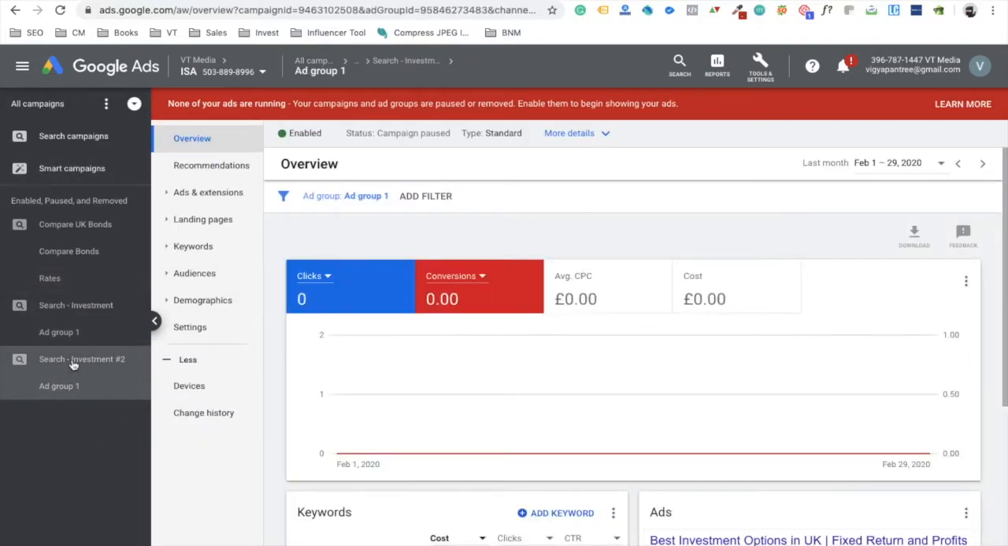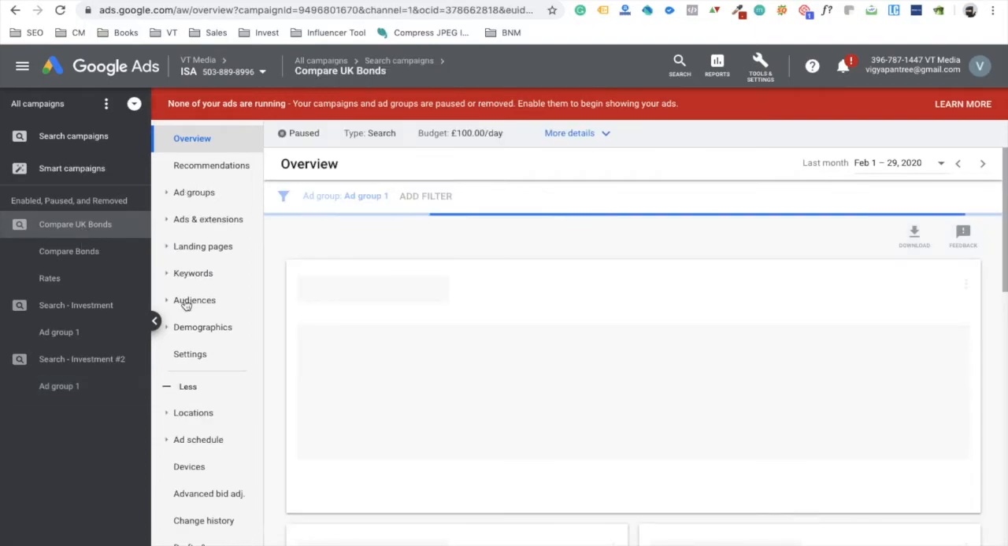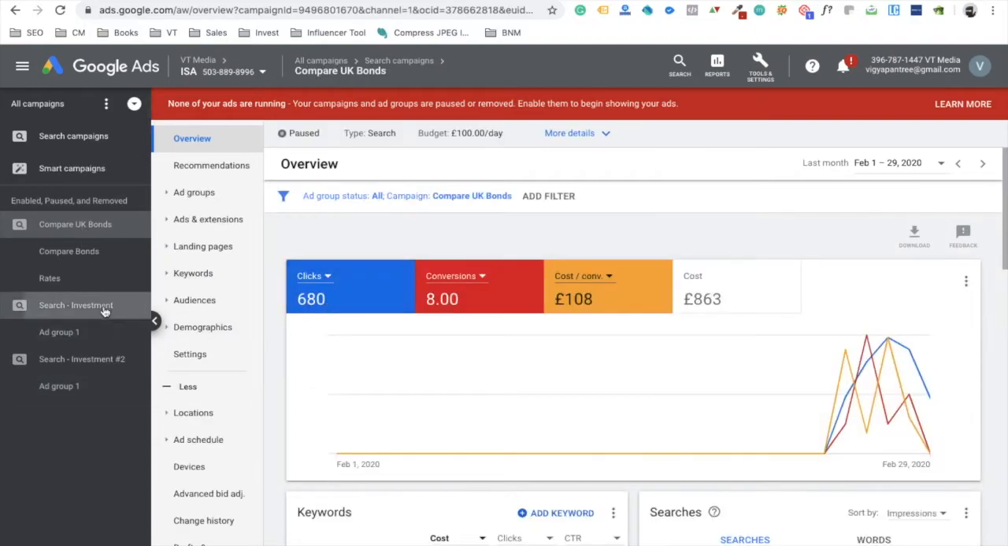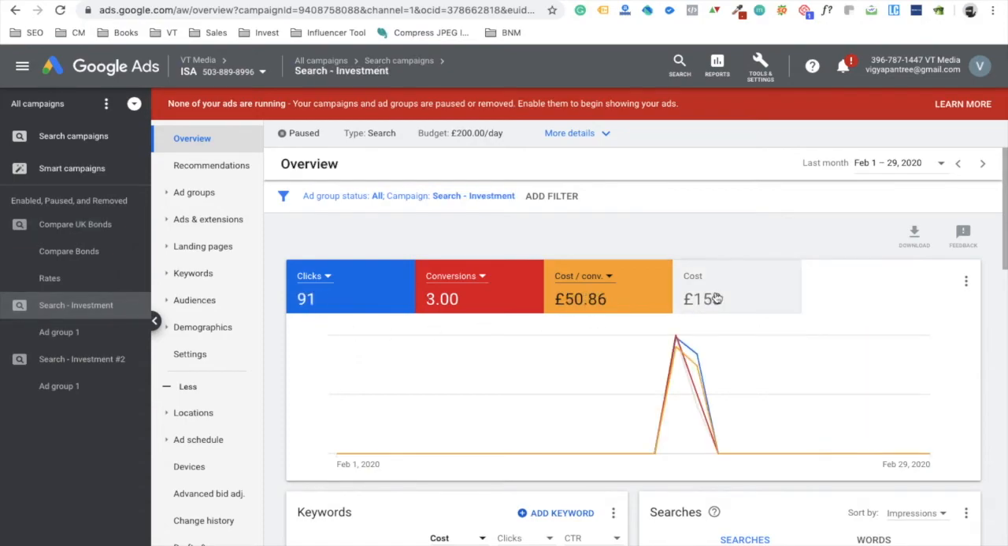As you can see, the 2 campaigns that I ran, I got a good number of clicks out of it. From the first campaign I got 680 clicks. From the second campaign I got 91 clicks at a decent amount, which is okay. That means that our ads were showing up, the ad copies were better, and people were clicking on our ad because they found it relevant.